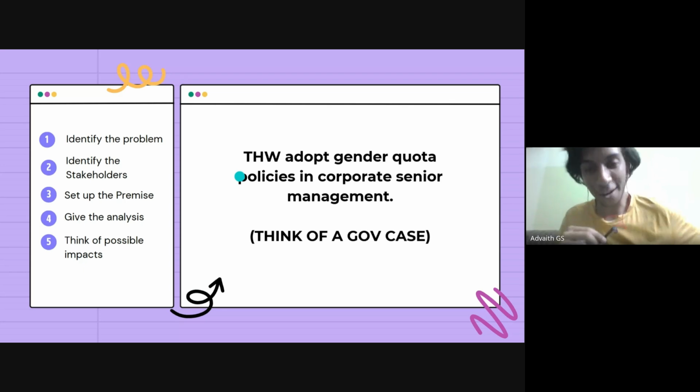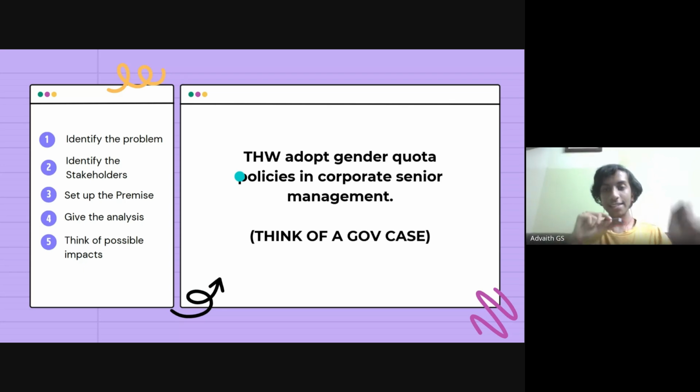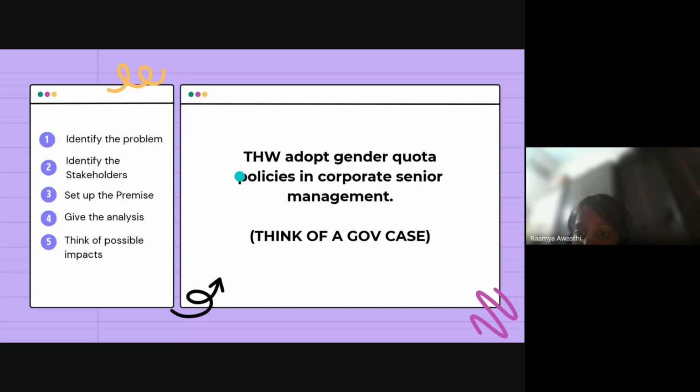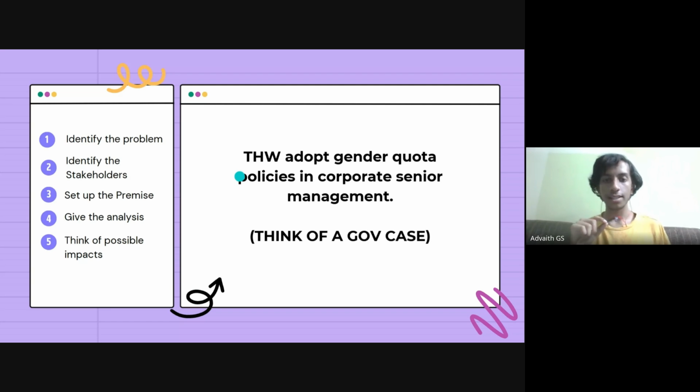Anyways, the House would adopt gender quota policies. What I mean by that is reserving specific seats for women. Out of say 10 seats, you're going to reserve 3 seats only for women. You're going to wait for women to apply and you're going to give them those seats. Say the government tomorrow passes a law for positions like board of directors, that basically forces companies to reserve seats. That's what it could look like.